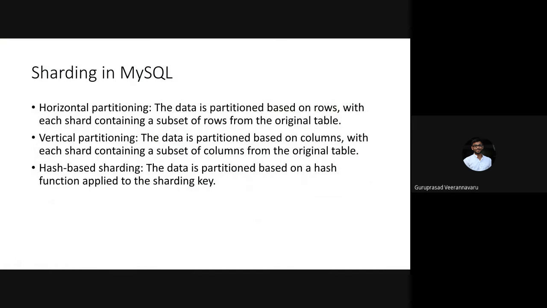Horizontal partitioning. This is not. So we discussed what hash-based sharding is. Horizontal partitioning, vertical partitioning. Horizontal is where you distribute it based on the rows that you're getting. Vertical is where you directly put different columns into different databases. That can also be one approach.